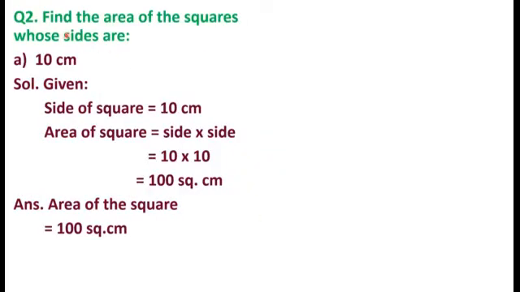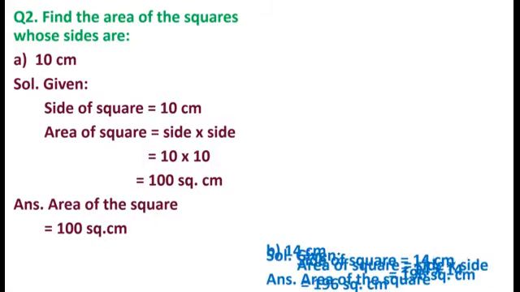Question number 2, find the area of the squares whose sides are. Now we have to find the area of the squares. So first one is given 10 centimeter. Side of the square is given 10 centimeter and we know that area of square is equal to side into side. So 10 into 10 when we multiply we are getting 100 square centimeter. So area of the square we get here is 100 square centimeter.